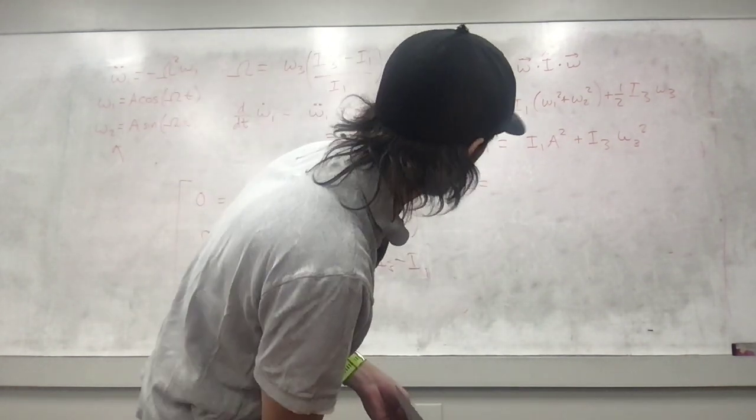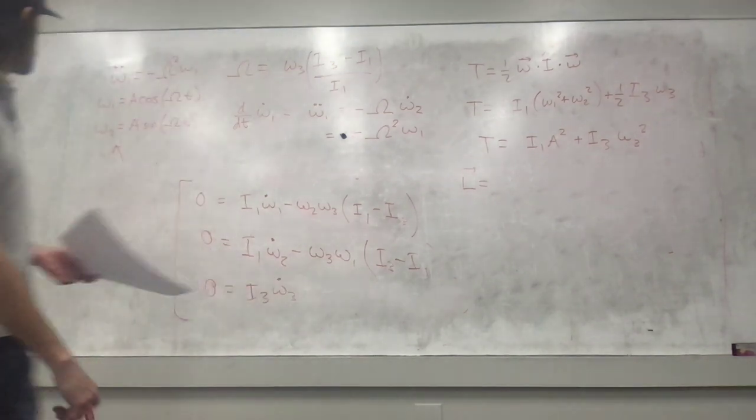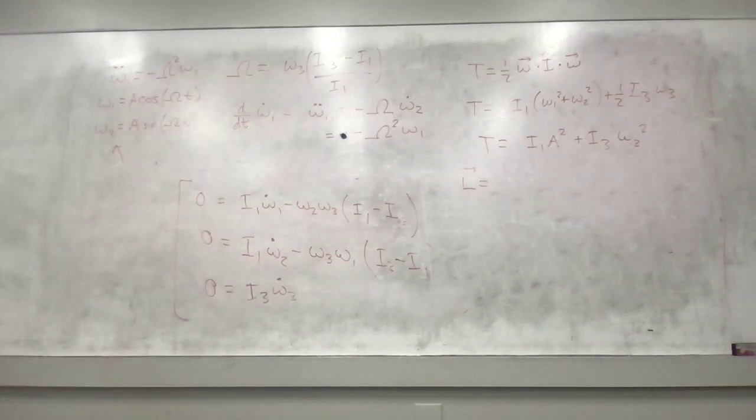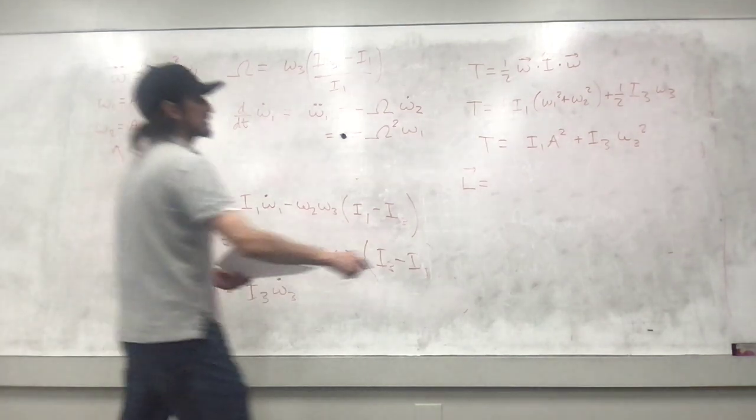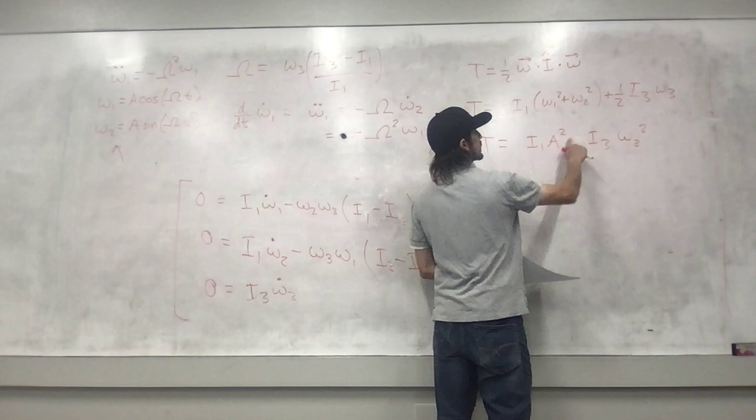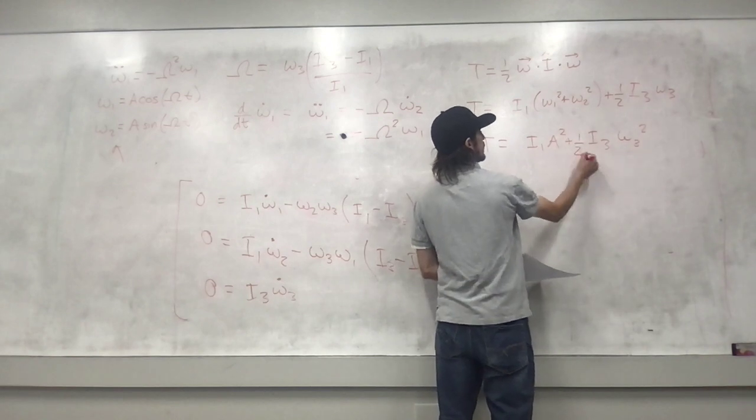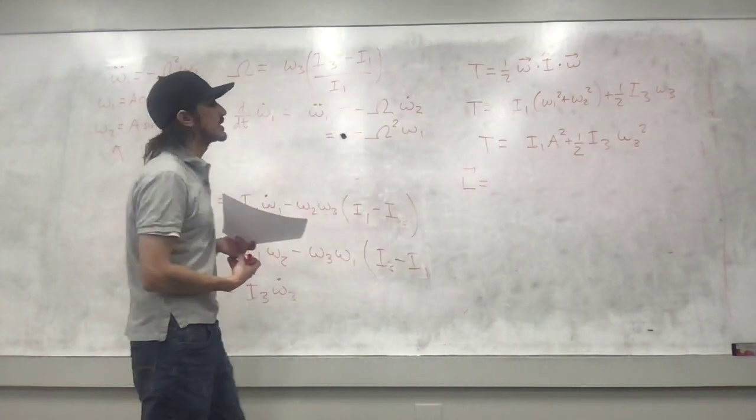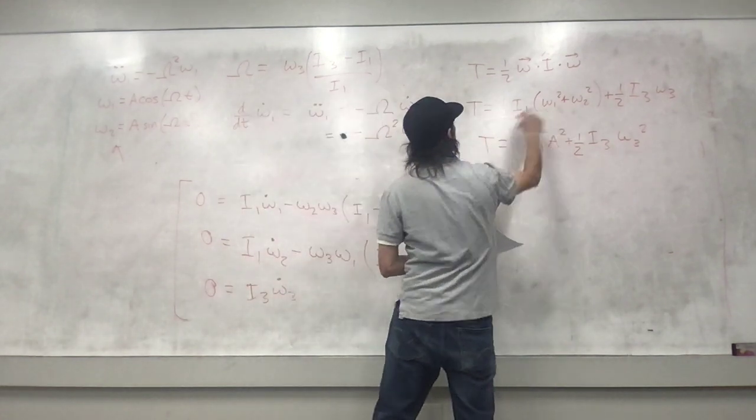And for the angular momentum, I think with the kinetic energy, T should be equal to 2 I1 A squared. Oh, yeah, but there's a 1/2. I guess I'm missing a 1/2 here. Is that correct? Yes, there's two of them.